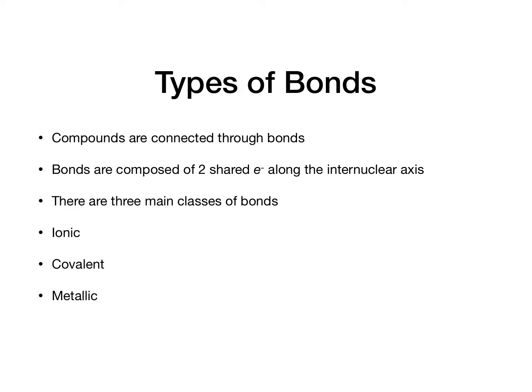So in order to think about how a bond or how things look in 3D space, we need to think about what is a bond. A bond is composed of 2 shared electrons along the internuclear axis. Essentially, if we have atom A and atom B, the 2 electrons will be here along this axis. So this is the internuclear axis. In general, there are 3 different types or classes of bonds. Let's look at those individually.